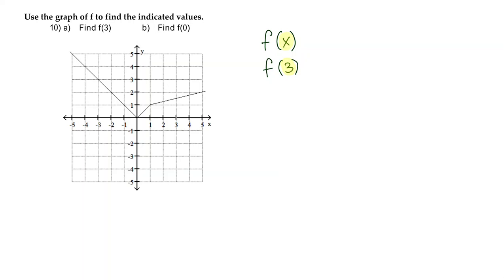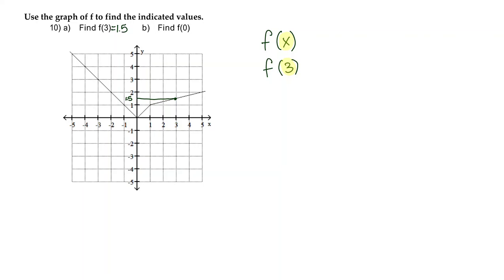Now to find f of 3, remember f of 3 or f of x is our y value. So our y value, where x equals 3, is 1.5. So f of 3 equals 1.5.